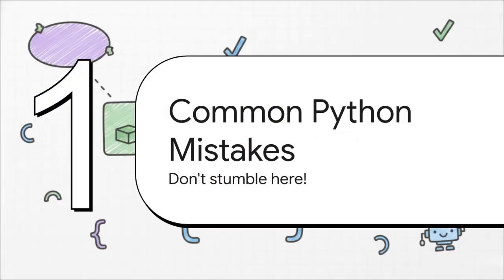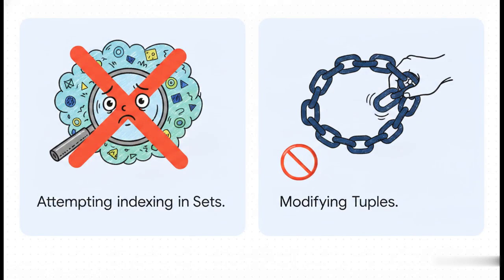Almost done. Section 5. Avoiding common Python mistakes. Let's talk insider tips here. The two absolute biggest errors we see are attempting indexing in sets and modifying tuples. Remember, sets are unordered. If you try to ask Python for the item at index 0 in a set, Python is going to throw an error because there is no 0. There's no order at all.